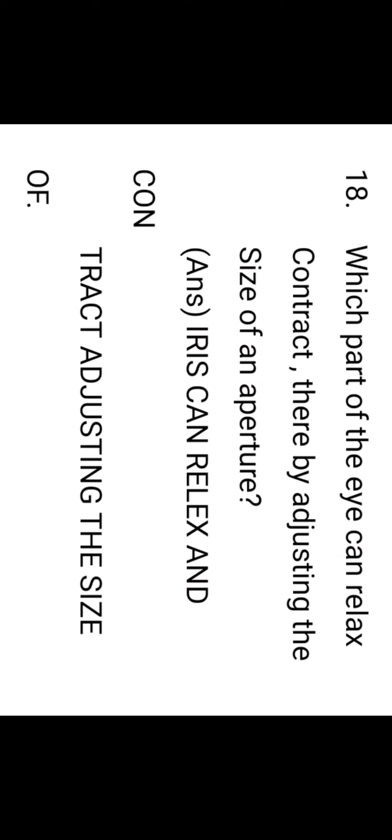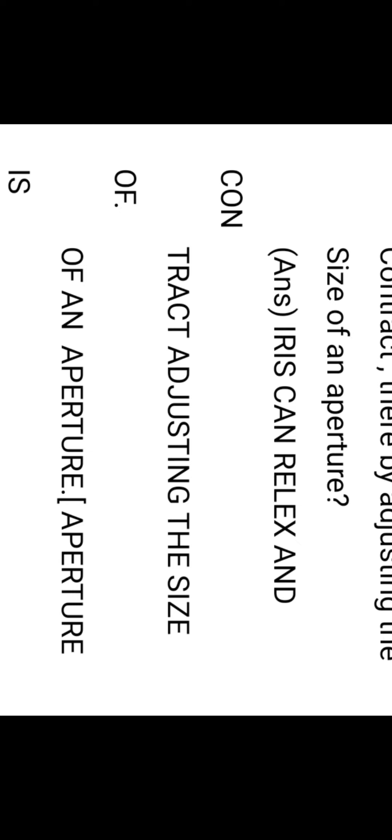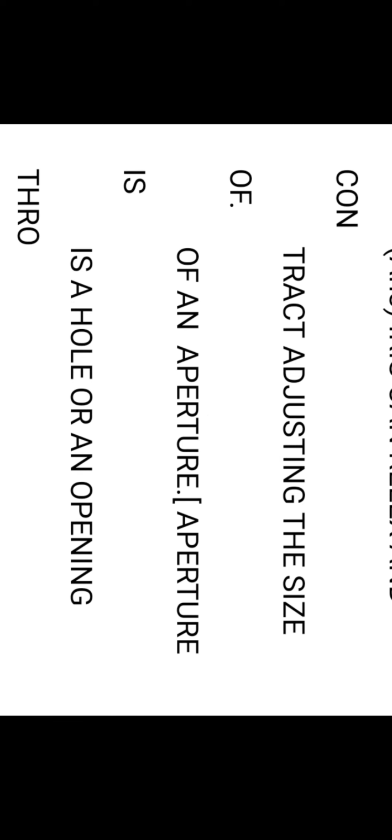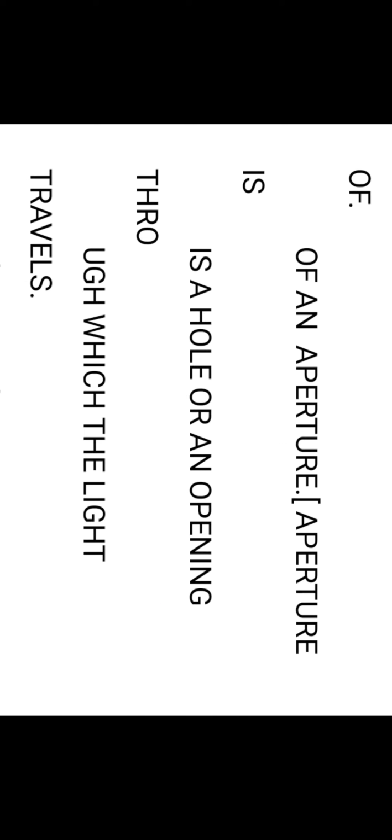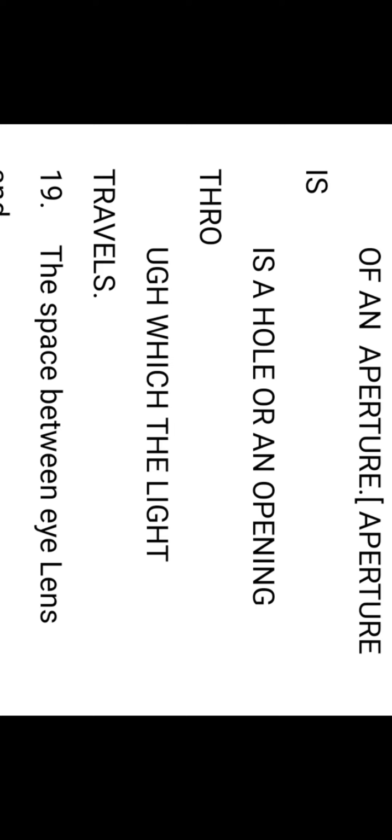The next question: which part of the eye can relax or contract to adjust the size of the aperture? The right answer is the iris. The iris relaxes and contracts, adjusting the size of the aperture. Aperture means a hole or an opening through which light travels.